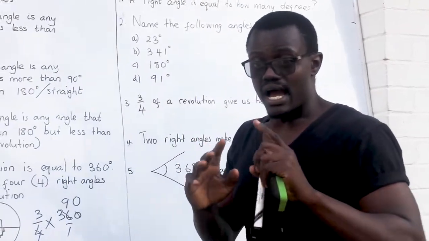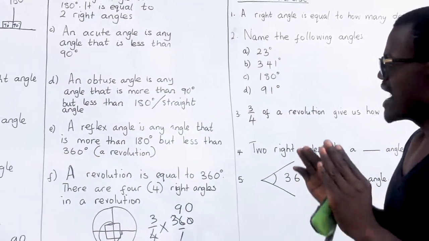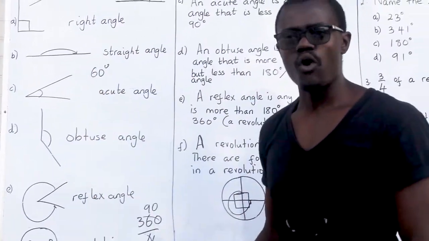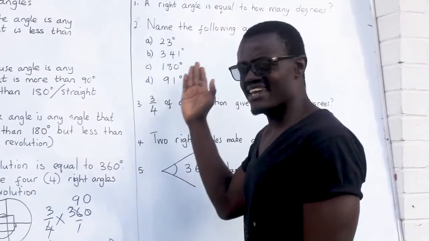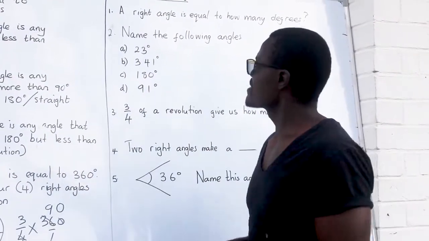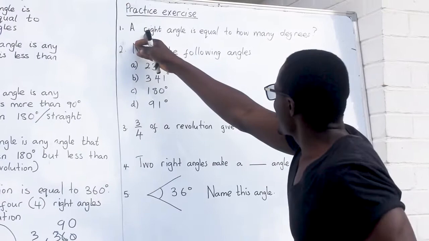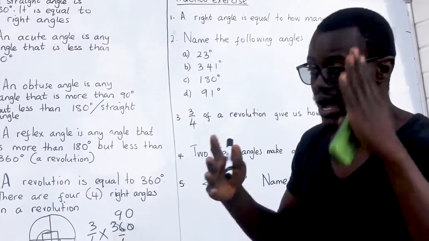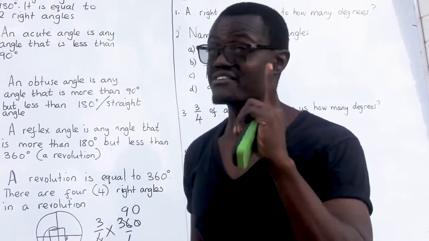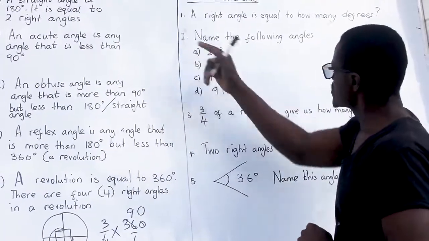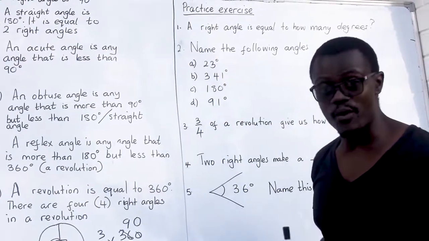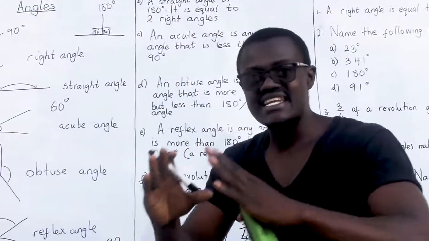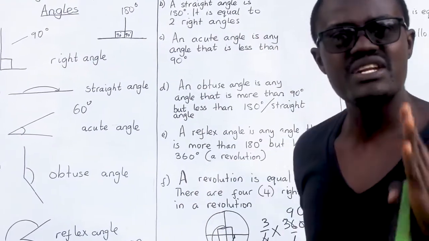So I want you to follow every step that I have gone through explaining these types of angles to answer these simple questions. Number one, a right angle is equal to how many degrees? It's simple. How many degrees make up a right angle? That's the first question. The second one, you are going to name the following angles. How are you going to do it?